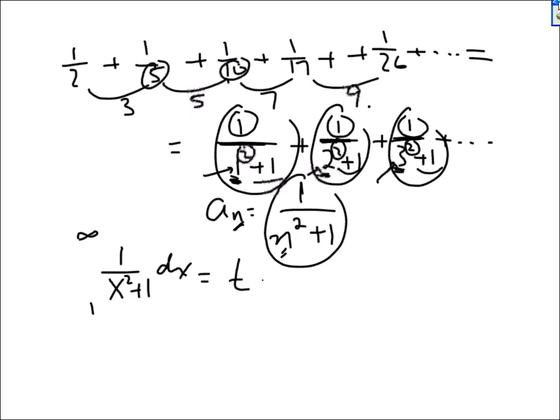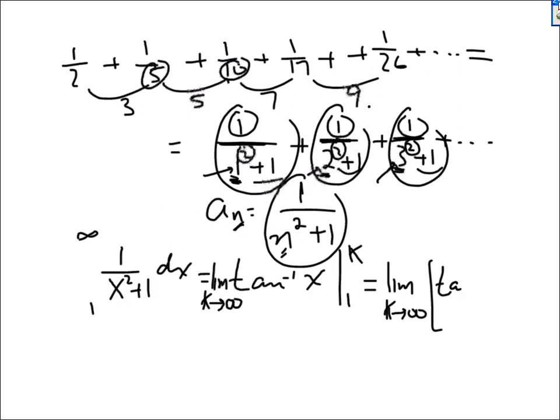But you know what? That's arctan of x. From 1, well, I can't write infinity, so I put the k, and then I have to write the limit as k goes to infinity. Okay. So now this becomes the limit as k goes to infinity, and I get the tan inverse of k. First I plug in k, minus, and then I plug in 1. Minus the tan inverse of 1.